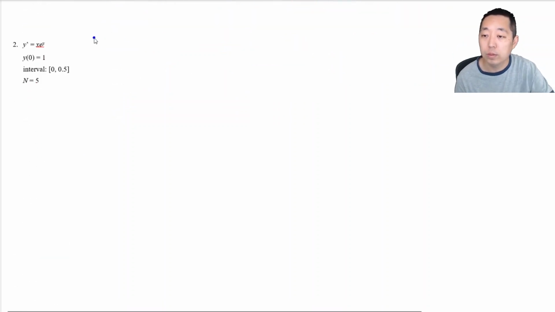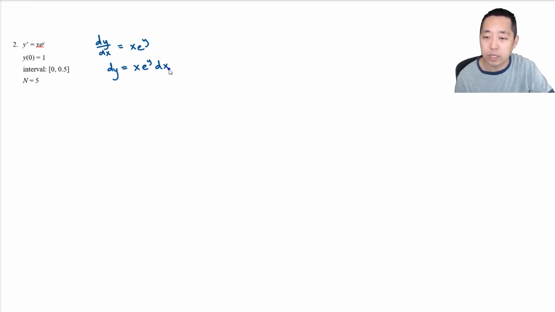Here's another one. We're going to do dy/dx is equal to x e to the y. And if you're okay with this, we don't have to make them deltas. Some people like to use deltas. I sometimes do that because conceptually it might be easier to think of delta y's and delta x's. But we're going to do the same thing here. We're going to go over the interval 0 to 0.5, and we're going to do it in 5 sub-intervals.